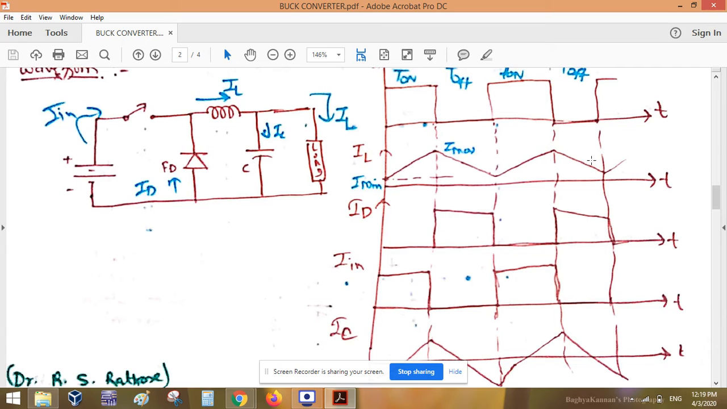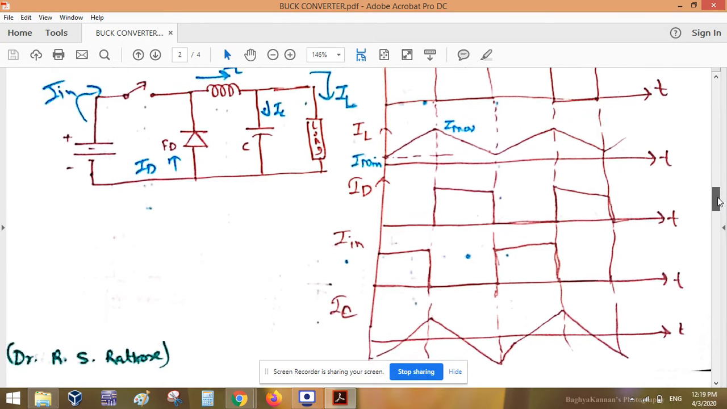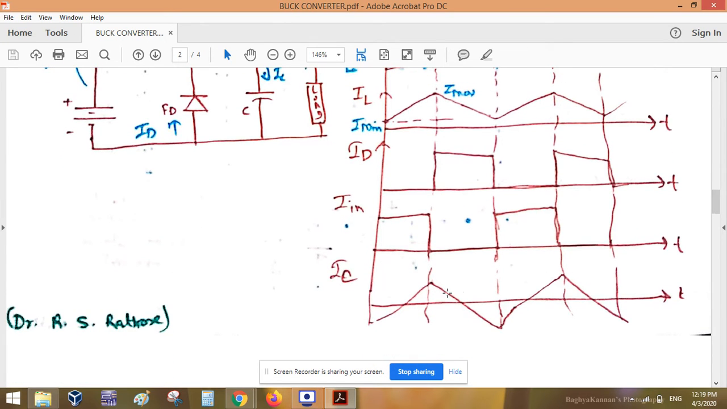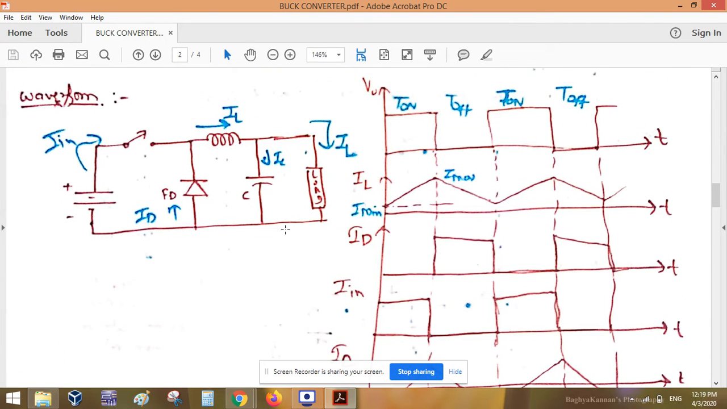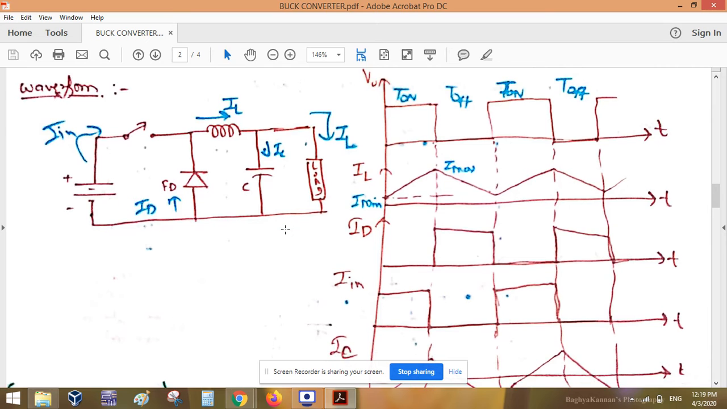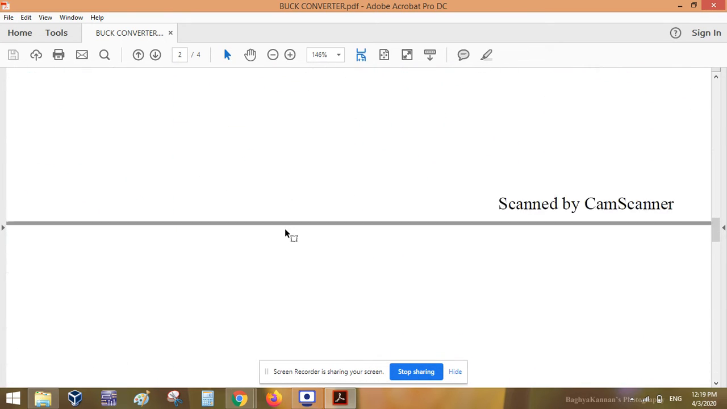Similarly, what will happen to this IC? The amount of IC is very less, so the average IC is coming out to be 0. So this is something like this. We will prove this again later. Okay, that is the output waveform of a buck converter. Let us move forward.